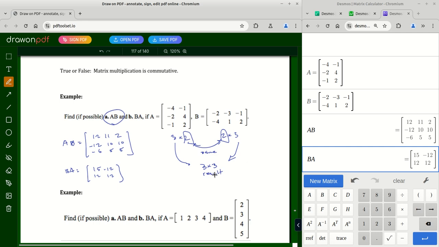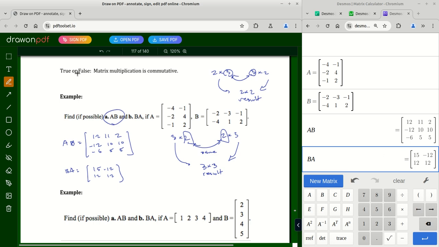We're good to go. If I flipped them and I had the 2 by 3 and then the 3 by 2, you can see that my inside numbers are again the same, so that's good, but the result is a 2 by 2 result, and that's how we got this guy right here.